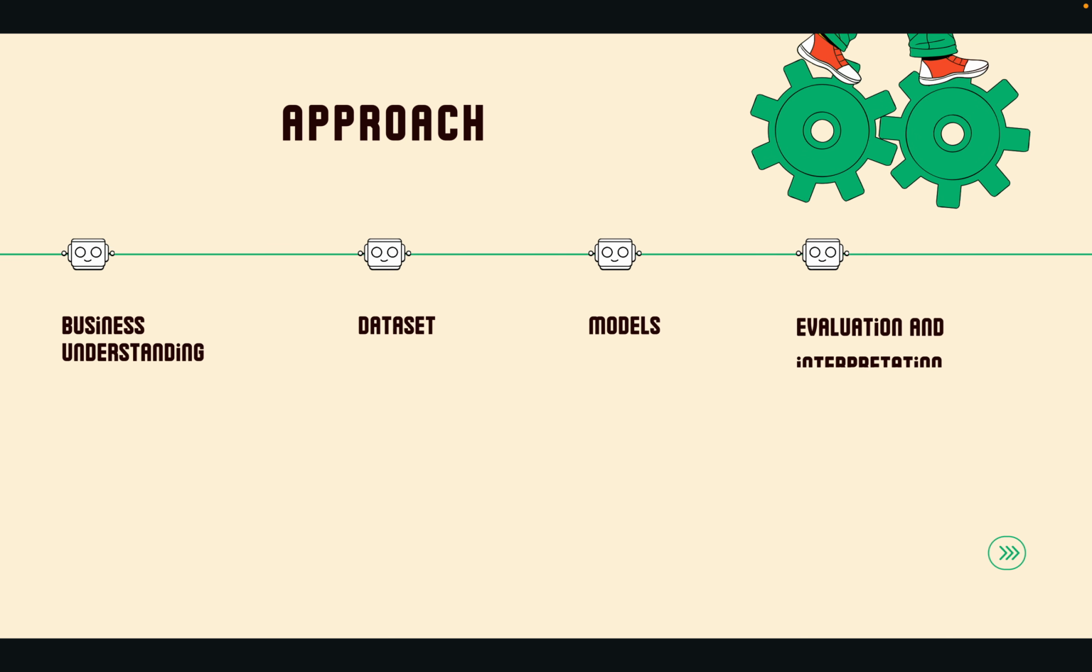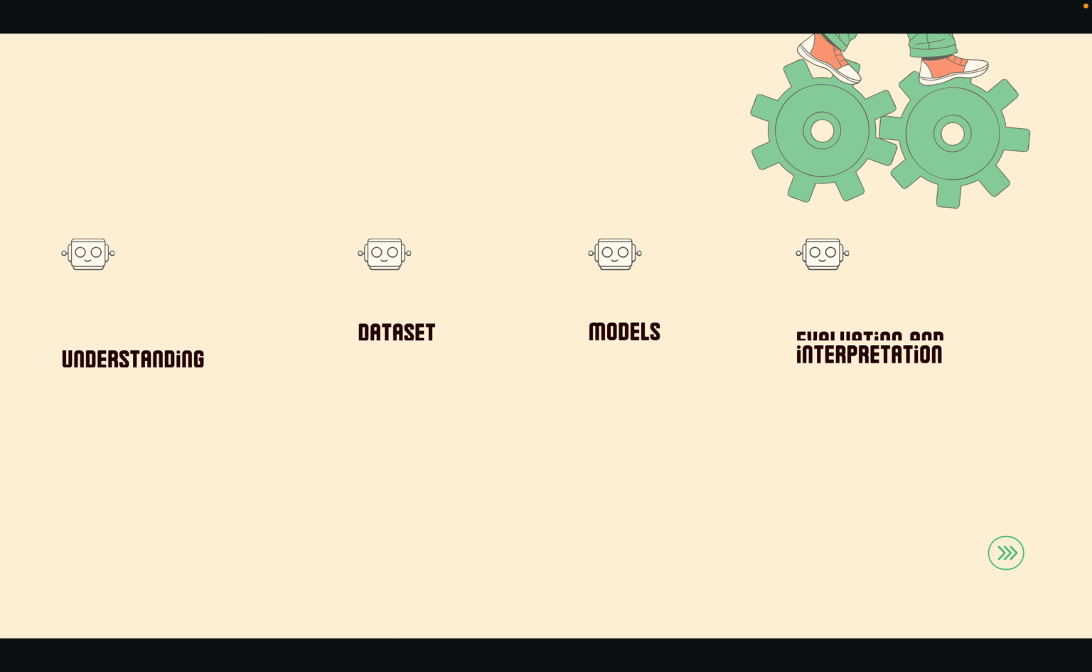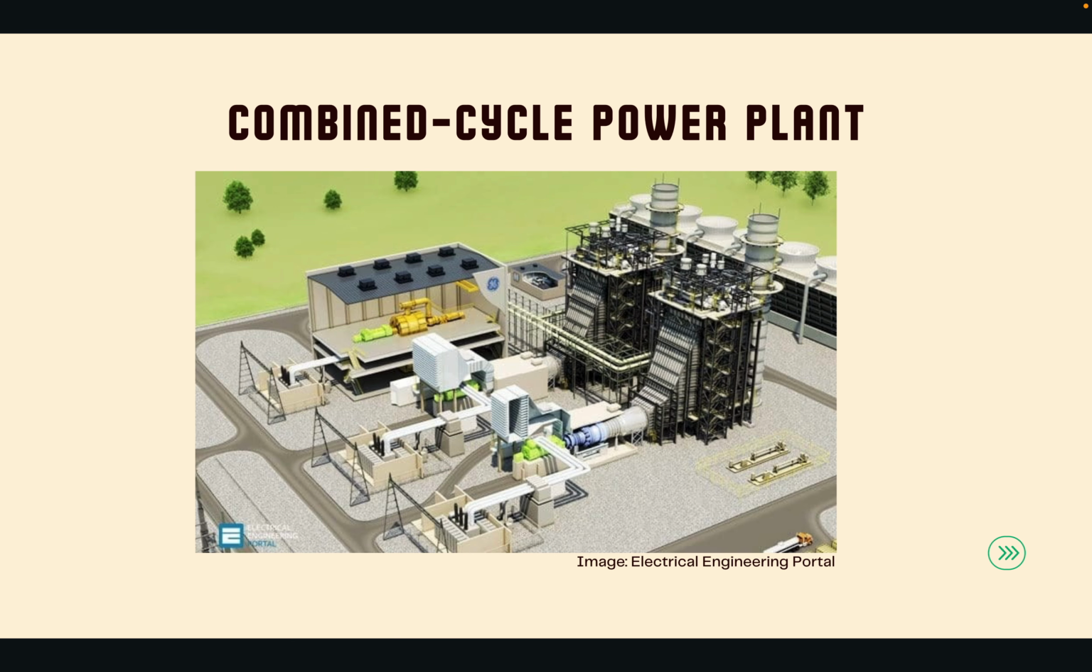The approach used to develop this project is the following: understand the business and the application, analyze the data, build the models, and finally, the evaluation and the interpretation of the models. The first step was to understand and get a general overview of how a combined cycle power plant works. For explanation purposes, a short video is provided with a brief description of how this type of power plant operates. Here is the video.